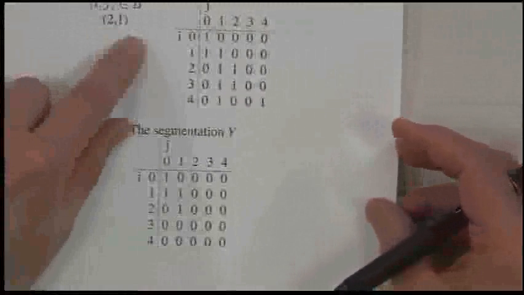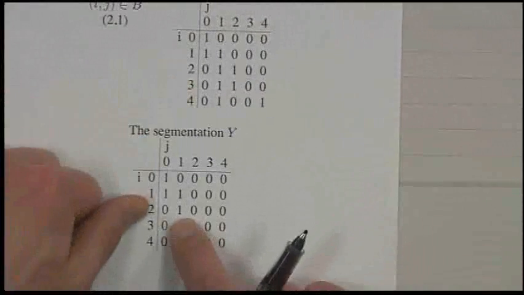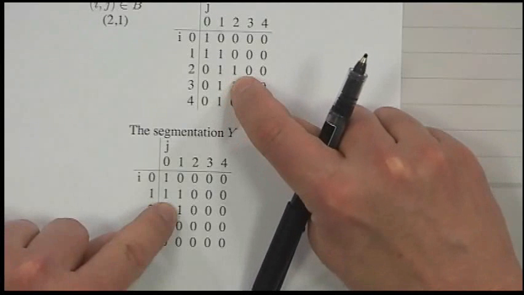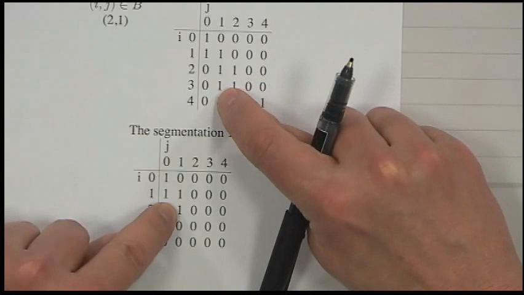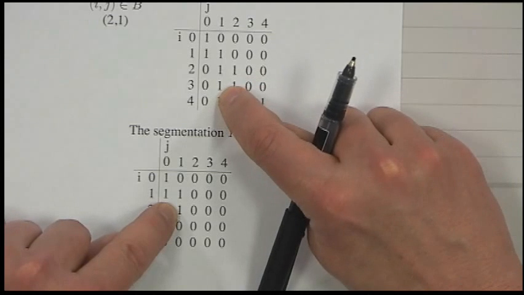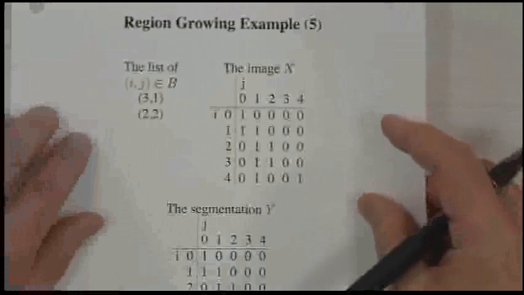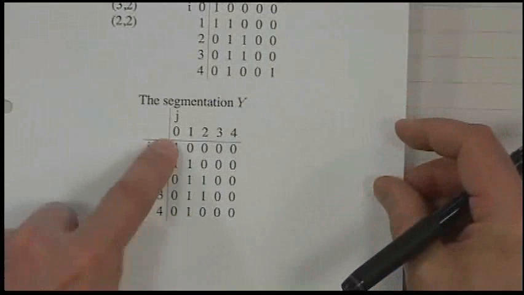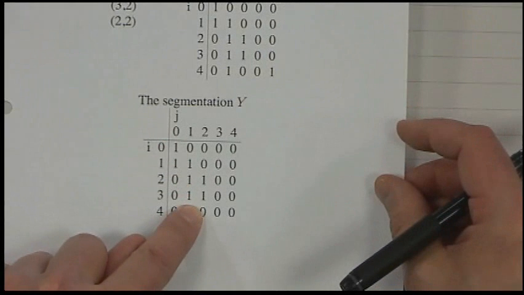Let's see what's next. Okay, here we got 2, 1. 2, 1, that's a 1. Its neighbors are here and here, so it's got 2 neighbors next. That's going to be 3, 1 and 2, 2. And here they are, you see? I was actually right. There's 3, 1 and 2, 2. And it keeps growing out until it's grown out all the way, all right?